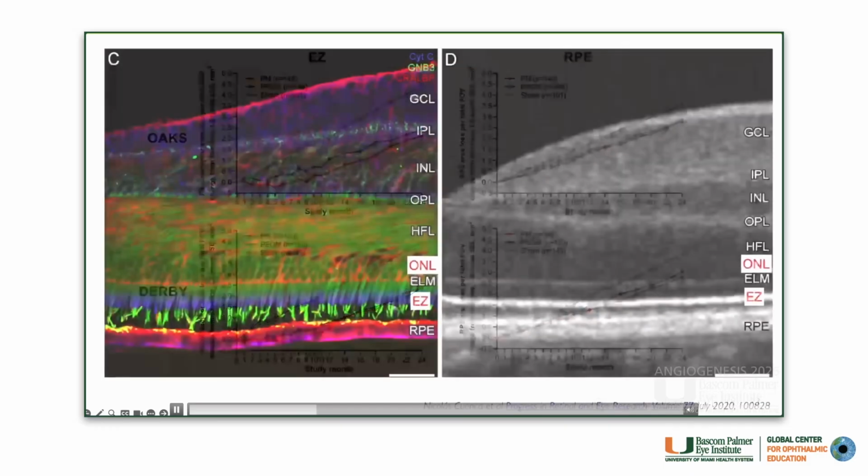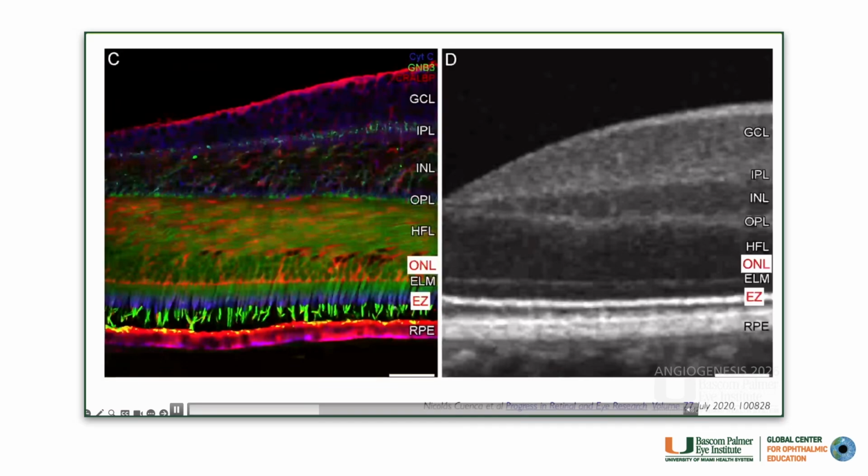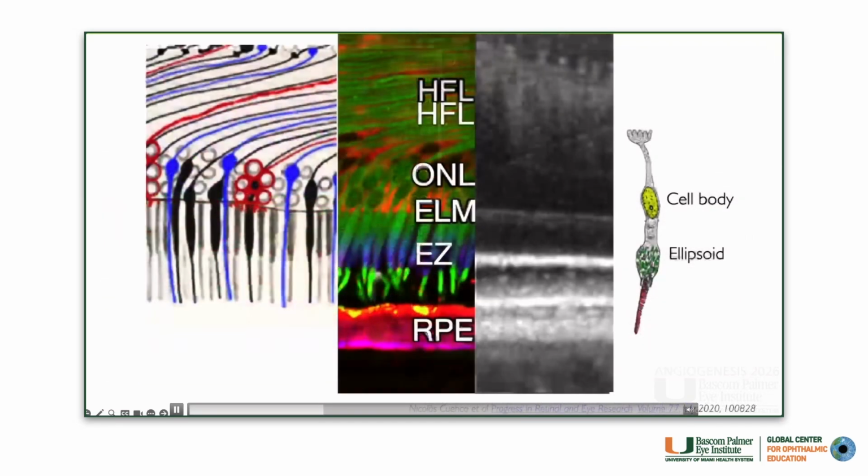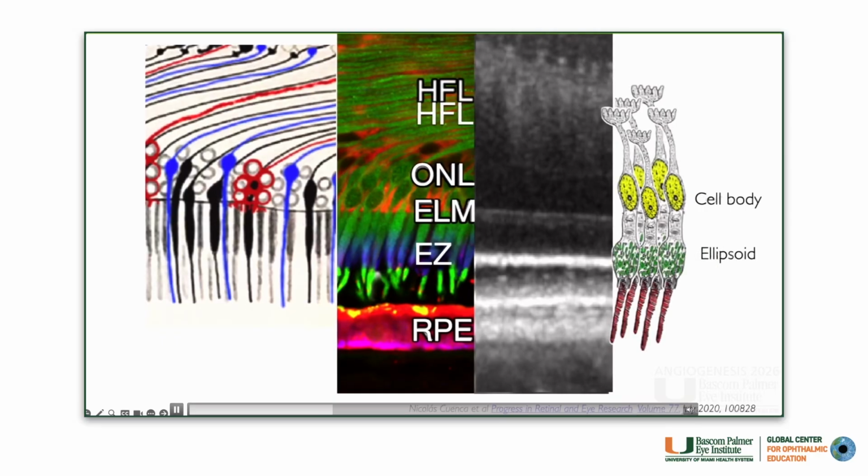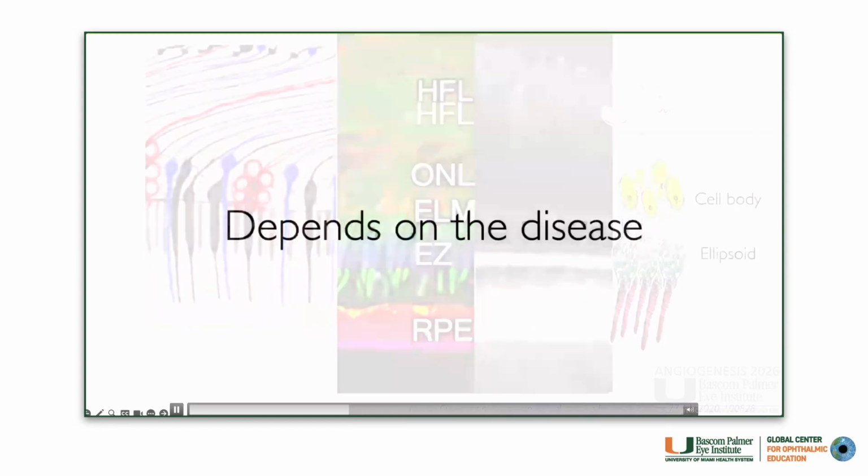But what is the EZ zone? The ellipsoid zone is characterized by the hyperreflective mitochondria compacted in the photoreceptor cells. Meanwhile, the outer nuclear layer is characterized by the cell body of the nucleus of the photoreceptors. Now, what can actually interfere with the measurement of the ellipsoid zone?